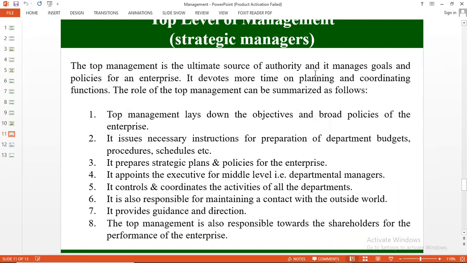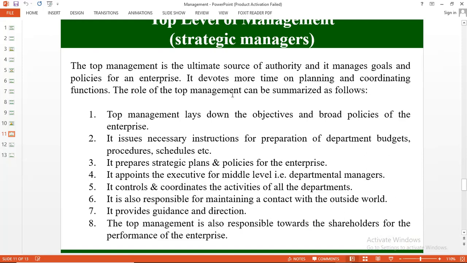They are, we can say, decision makers, think tanks, who make strategies, who make plans. It manages goals and policies for an enterprise. It devotes more time to planning and coordinating functions.